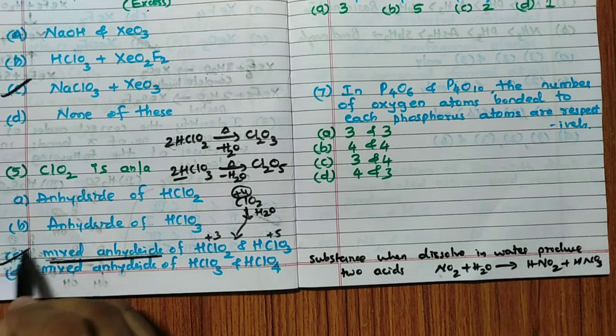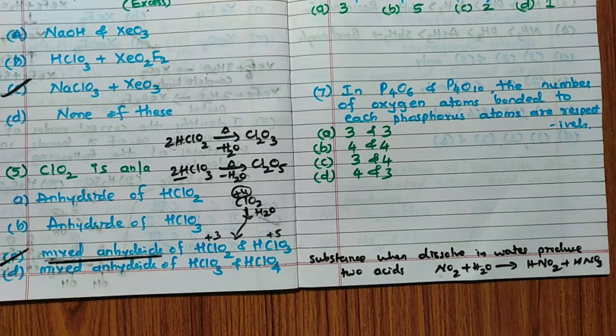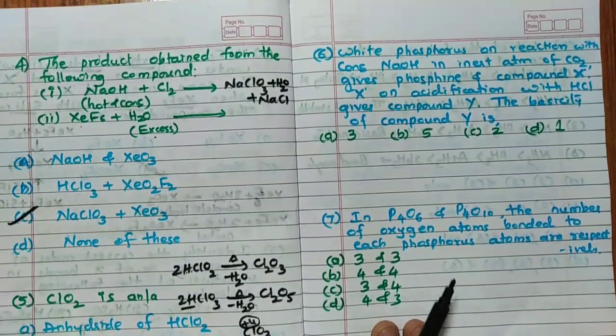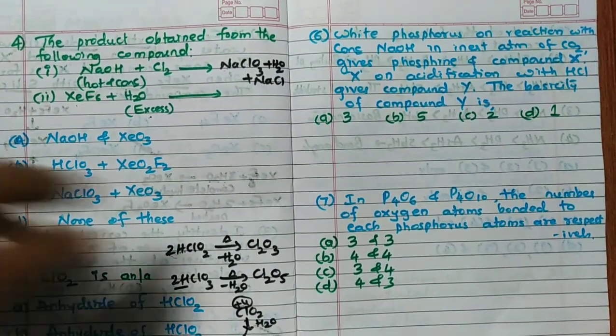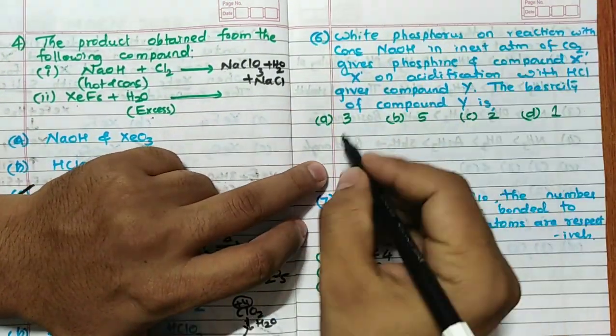Hence remember, the answer for this question is mixed anhydride of HClO2 and HClO3. So ClO2 is an example of this mixed anhydride of HClO2 and HClO3. Very important, remember this point. Then the sixth question: white phosphorus on reaction with concentrated NaOH.